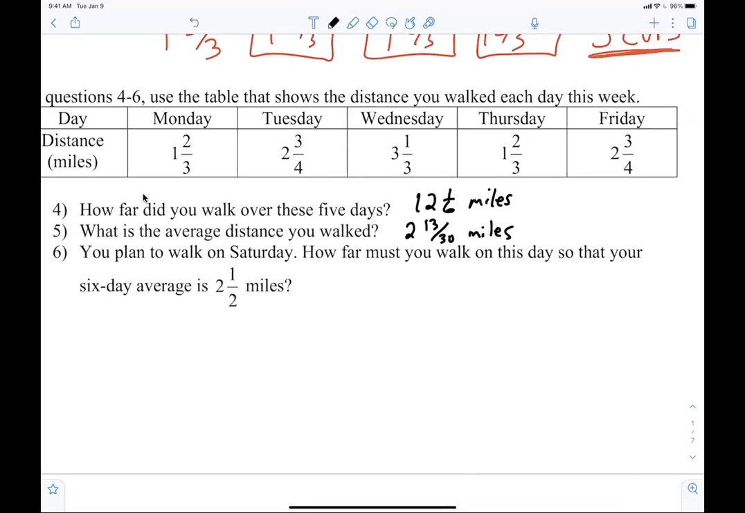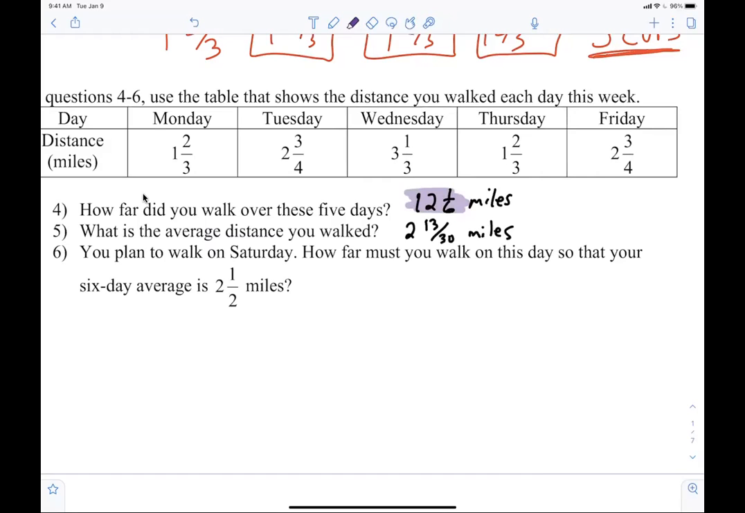Is that correct? Okay, hold on. So anytime you want to find the average, the mean, you add them up and divide by the number of numbers, right? So when we added them up, that was the what? That was the 12 and 1/6. Do you agree with this? And then we just divided by 5 because there were 5 days.